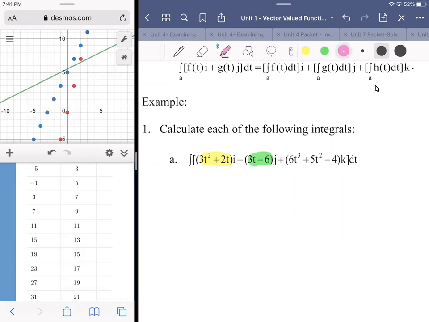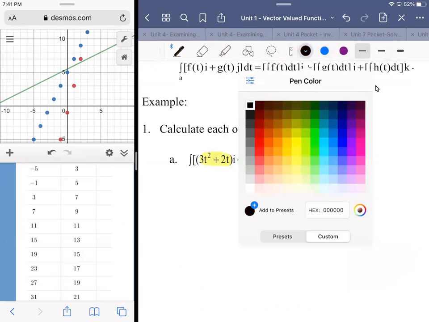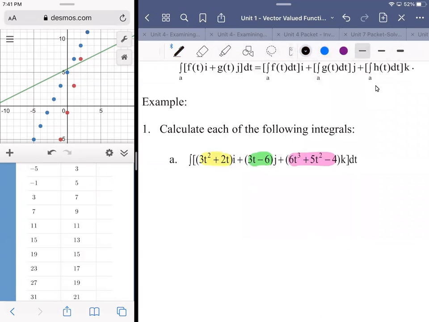So you have your 3 components here. The antiderivative of each part. This is an IJK notation, so you can put your answer in IJK or you can put it in component form. It's entirely up to you. I never have a requirement one way or the other, so whatever you're comfortable with. So the antiderivative of 3t squared would be t cubed, plus t squared.